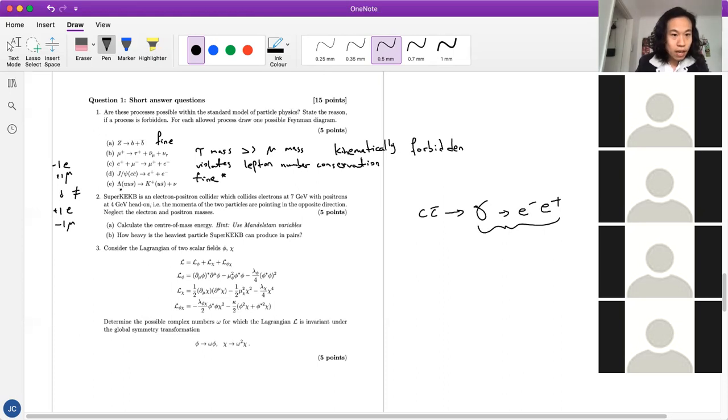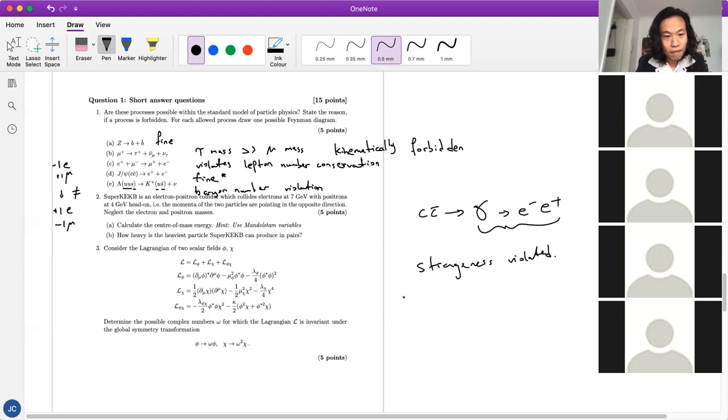Okay, and for part E, you have a lambda baryon going to a kaon plus a neutrino. So in this case, it's a baryon number violation. Similar to lepton number, you look at baryon number. So you start off with 2 up quarks and a strange quark. You end up with an up quark and an anti-strange quark. So the strangeness is also violated.